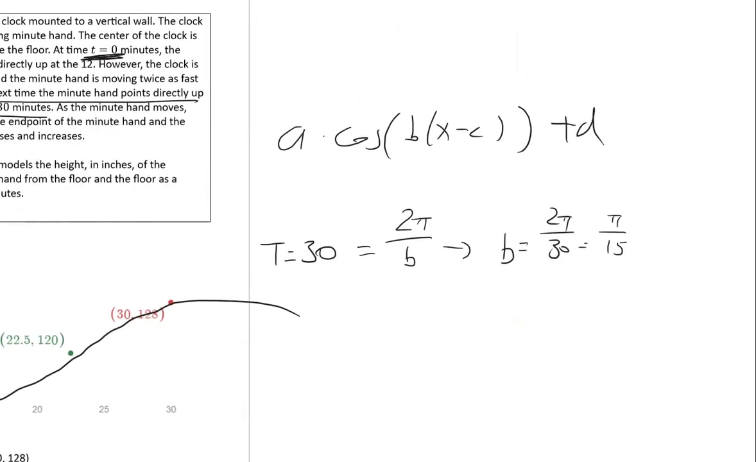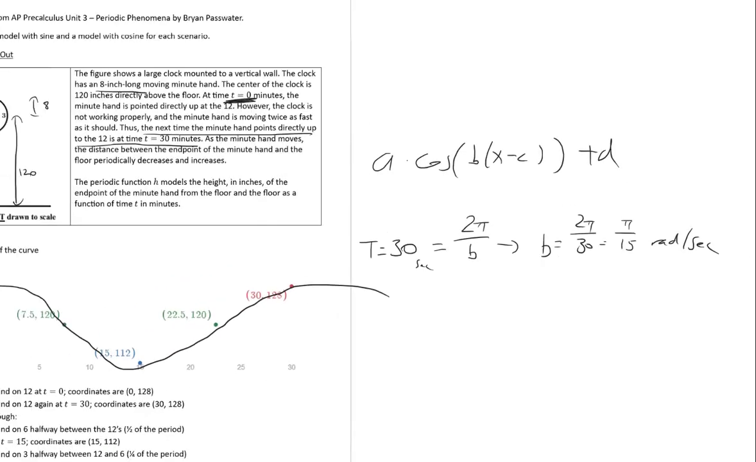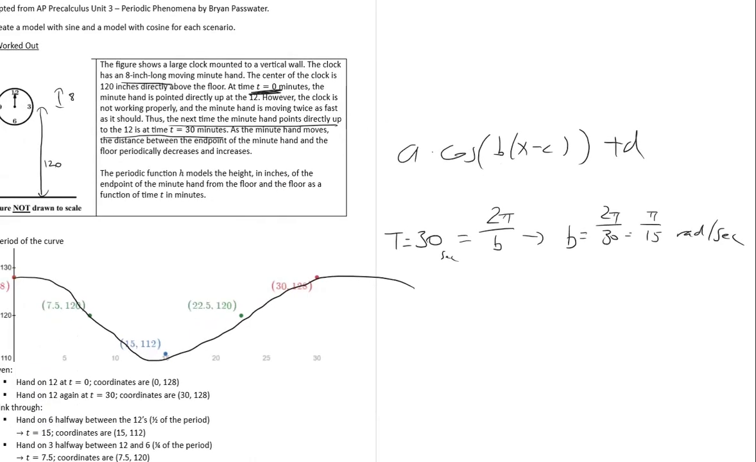What's the units of this guy? Radians per second. Don't know if you need that, but this is in seconds. So b is radians per second. Okay. All right, we got that. We got B. Let's get A and D.